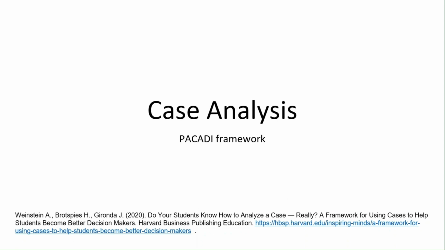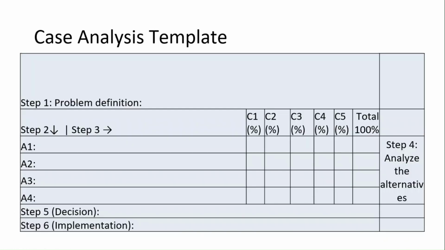2020. The full form of PACADI here is P for problem identification, A for alternatives, C for criteria, the other A is analyzing, D is for decision, and I is for implications or implementation. Now let's learn it in detail.